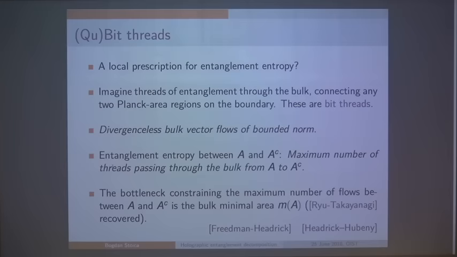And the idea is to imagine threads of entanglement that pass through the bulk between any 2 points on the boundary. And these are the bit threads, and we can, naively speaking, model them as divergenceless bulk vector flows which have bounded norm. The norm is bounded by 1/4 Newton. And then the entanglement entropy between a region A and its complement is literally the maximum number of threads that can be squeezed through the bulk between A and A complement. And the bottleneck constraining this maximum number of flows is just the minimal area by the max flow min cut theorem.